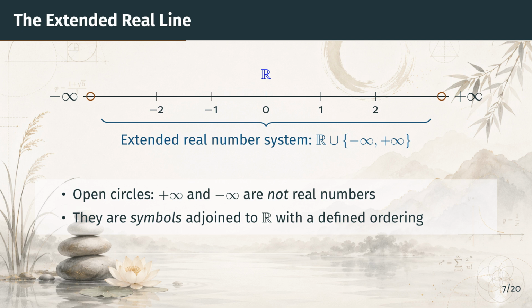This diagram shows the extended real line. The real numbers sit in the middle, just as before. At the far left, we have minus infinity, and at the far right, we have plus infinity, shown with open circles to emphasize that these are not actual real numbers. They are symbols that we adjoin to the real line purely for convenience. The key point is that the ordering is total. Every element is comparable to every other element.